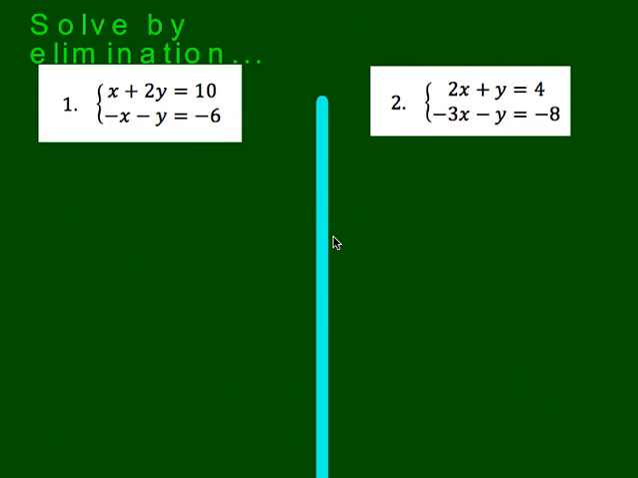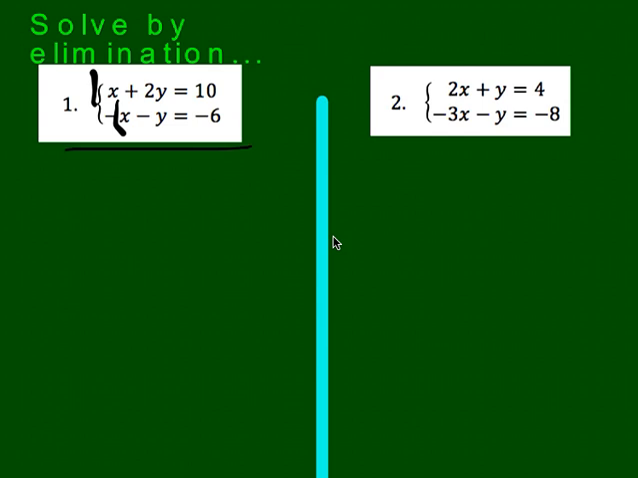So what I want to look for when I'm solving by elimination is the same number and opposite sign on a letter. So I'm looking for the same number but opposite signs on a letter. When I look at 1 here, I notice that I have 1x and then a negative 1x. So that means that my x's are opposites. So when I add them together, they're going to cancel out, or eliminate. So that's where the method of elimination comes in.